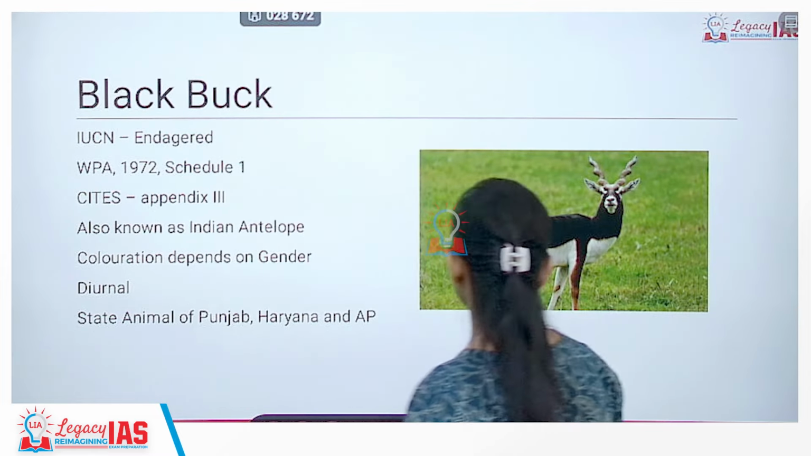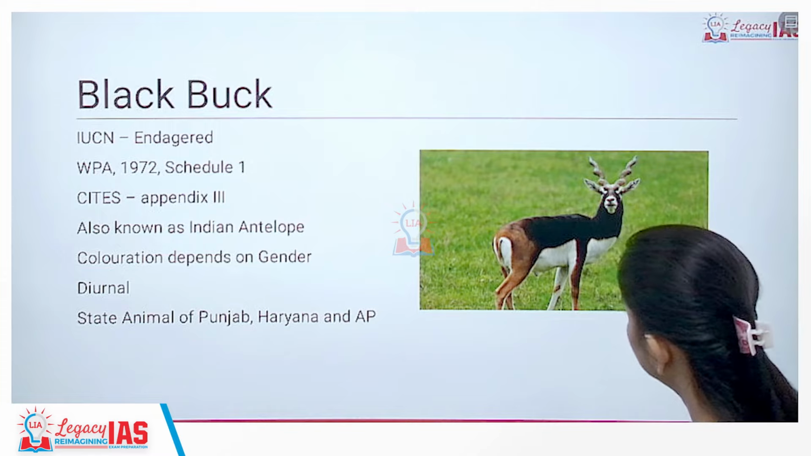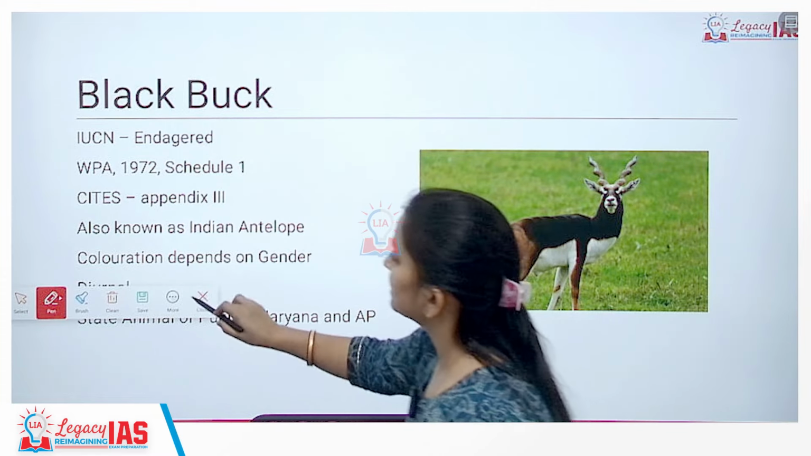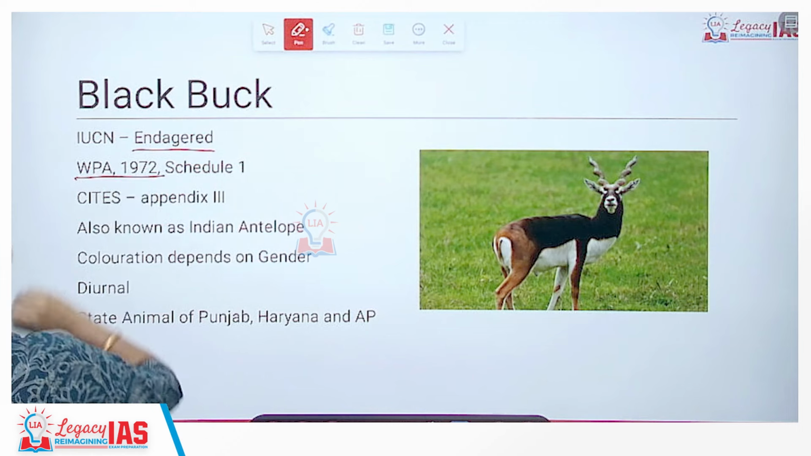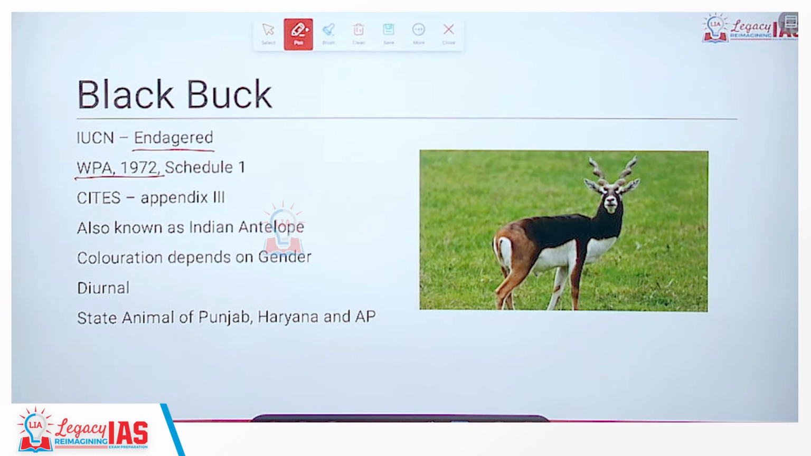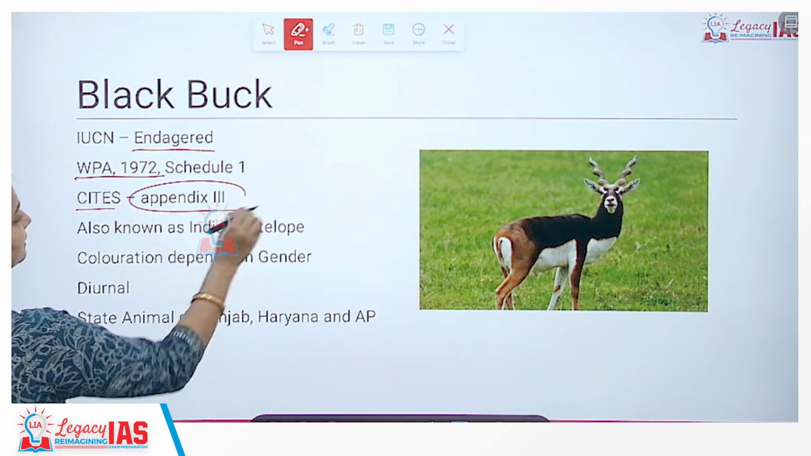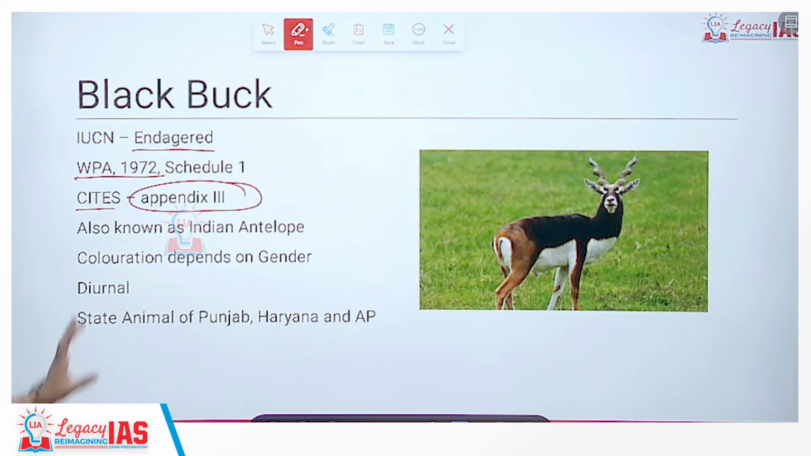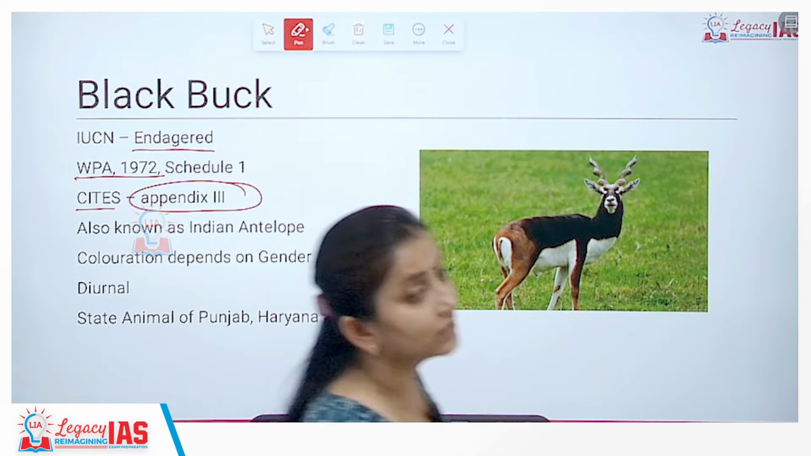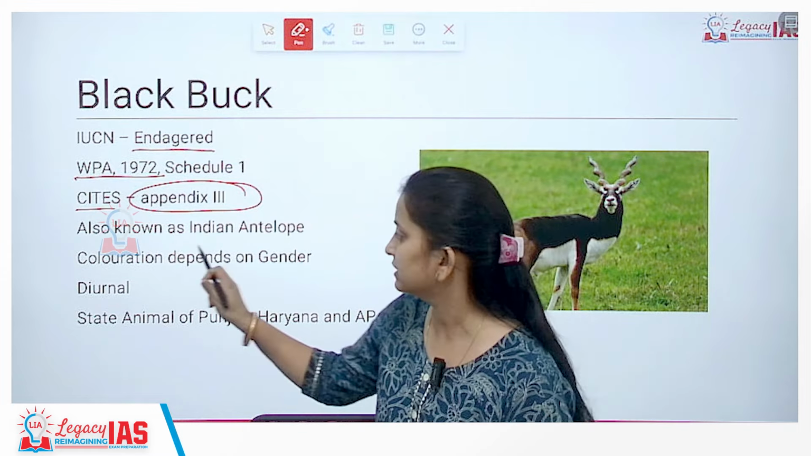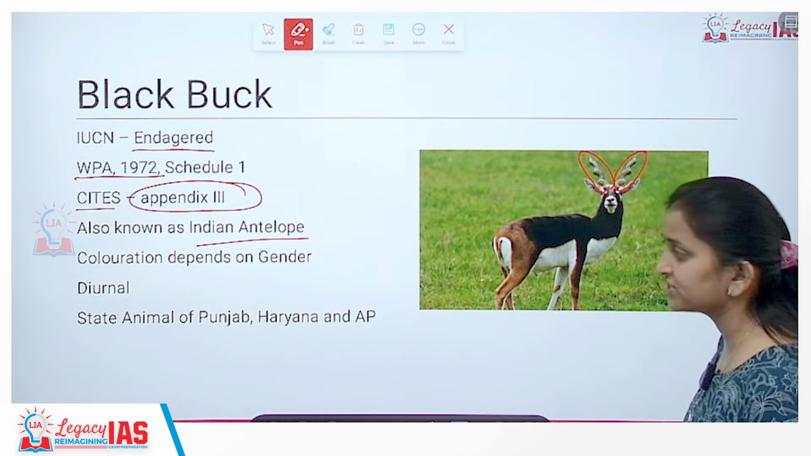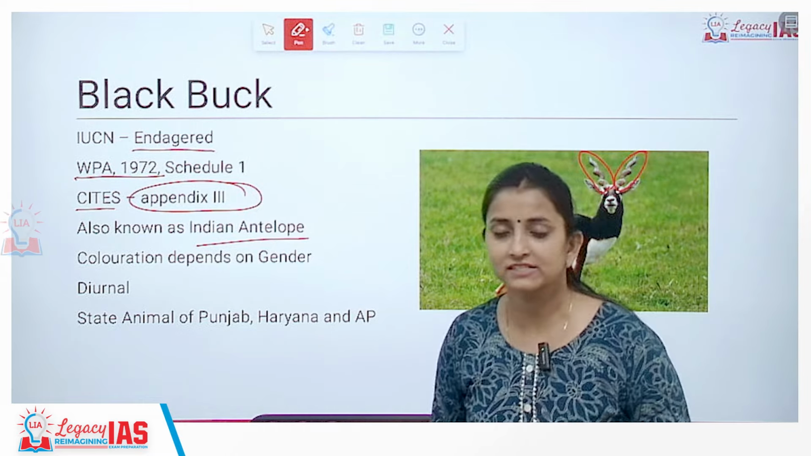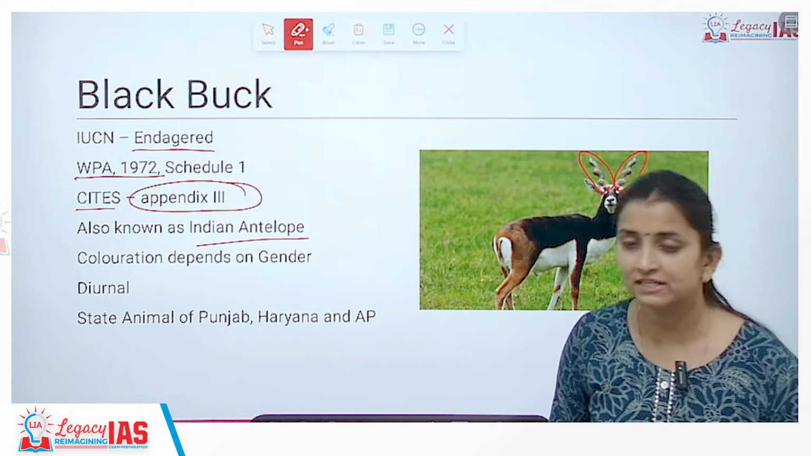The next species is the black buck. Black bucks are kept under the endangered list of IUCN. In the Wildlife Protection Act of 1972, we have given them very serious protection, that is under Schedule 1. But in CITES, they have been kept under Appendix 3. Black bucks are known as Indian antelopes. You can see the kind of horn they have, which is very similar to an antelope, but not exactly a Western antelope, so we call them Indian antelope.